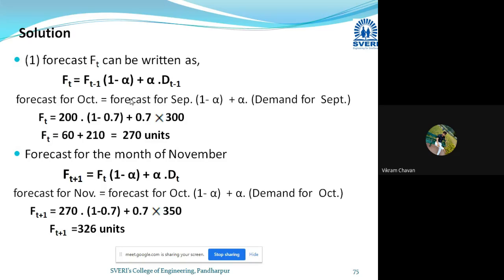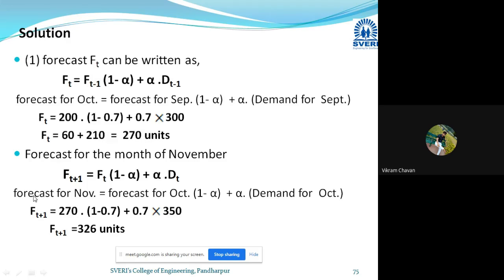Once we get both values for the October month, that is, the actual demand and the forecasted demand for the October month, it will be easy to find the forecasted demand for the November month. Then we generalized the formula in this manner: F of t plus 1 is equal to F of t into bracket 1 minus alpha, plus alpha into D suffix t. Here F of t is what we found for the October month, so for that purpose the next month is November, and F of t plus 1 notation is provided.